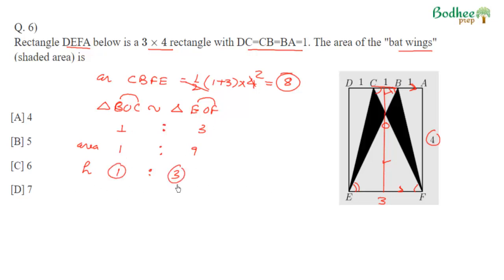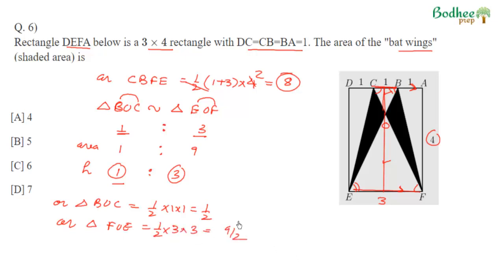Now once we have identified the height, the base is also known. The base is 1 and 3. This is the base, this will be the height. Similarly, this is the base, this will be the height. So the area of BOC, if I want to find the area of BOC, this will be half base into height, which is equal to half. And similarly, the area of triangle FOE will be equal to half into 3 into 3, which comes out to 9/2. So we have to add these two and subtract from 8.